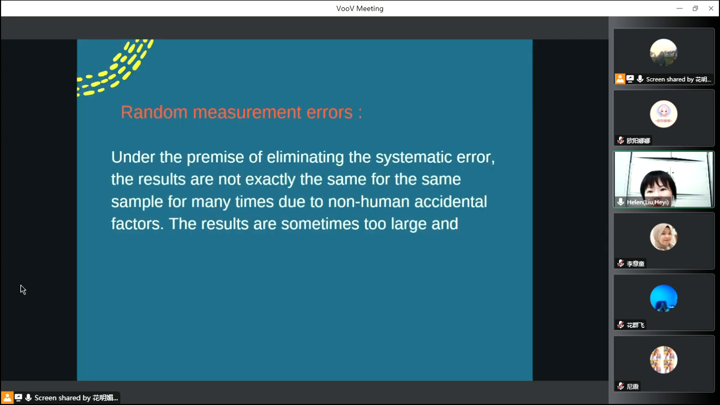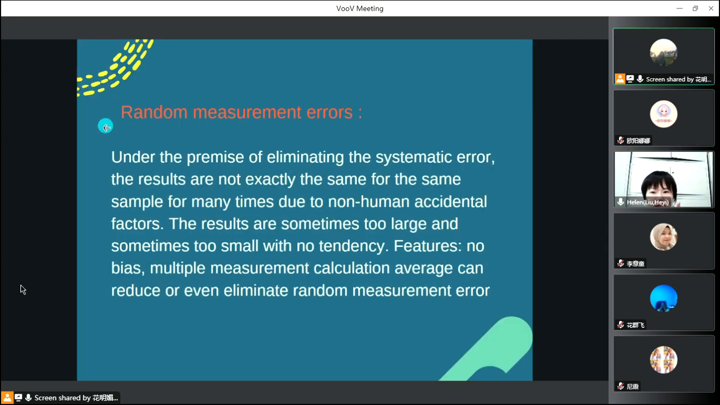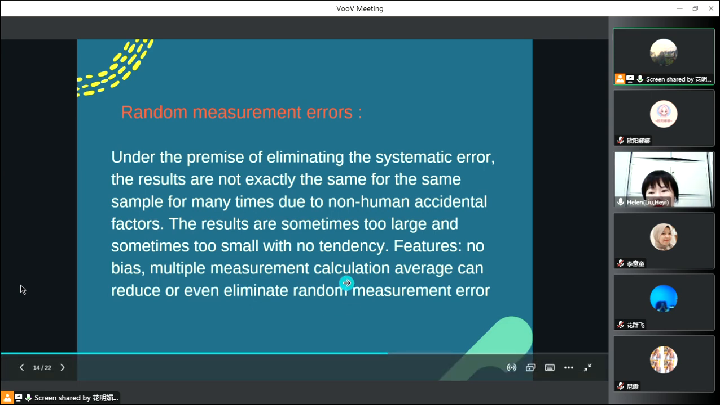Yes. And the last error is random measurement error. Under the premise of eliminating the systematic errors, the results are not exactly the same for the same sample measured many times, due to non-human accidental factors. The results are sometimes too large and sometimes too small, with no tendency, no bias. Multiple measurement calculation of range can reduce or even eliminate random measurement errors.